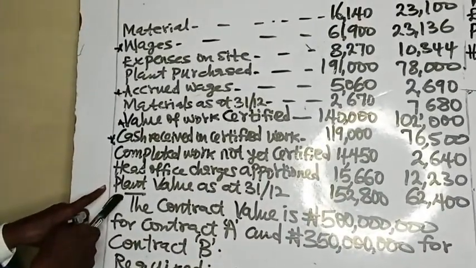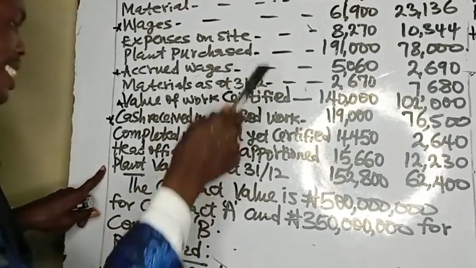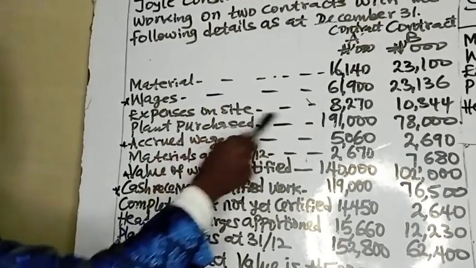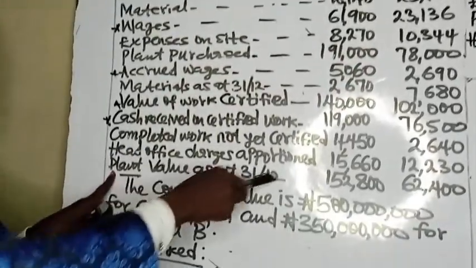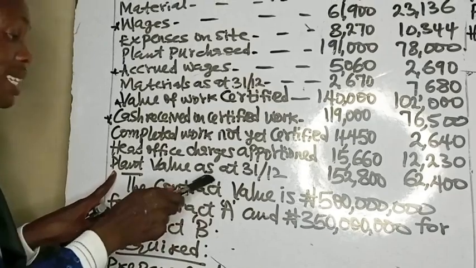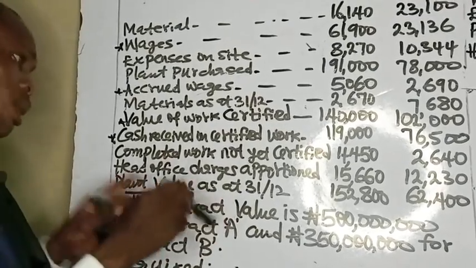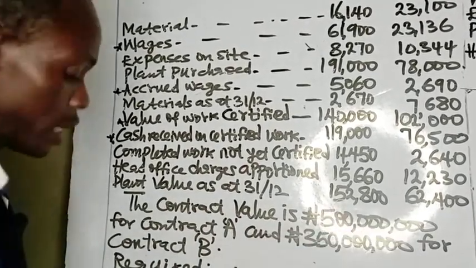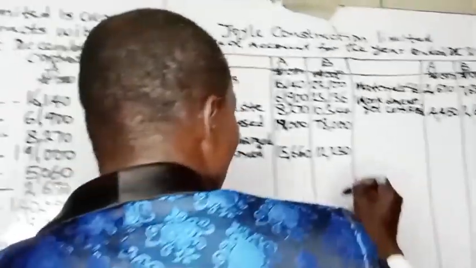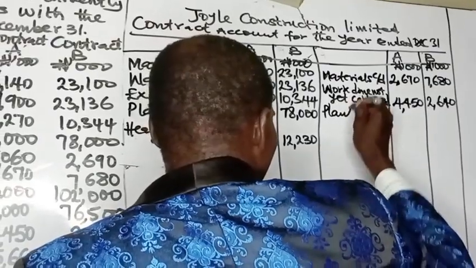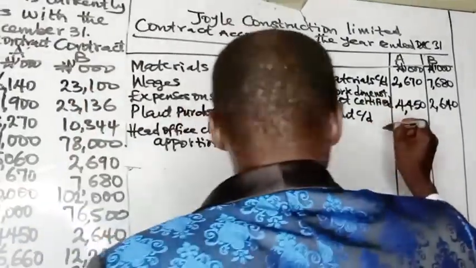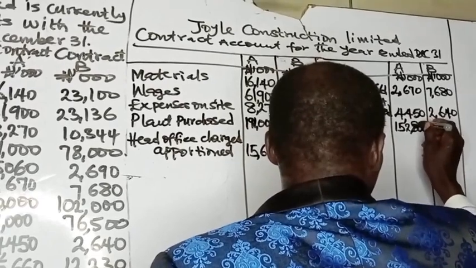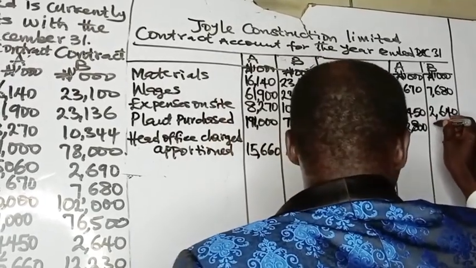Then plant valued as at 31st December. This is the year end. Remember, certain plants were bought here, 191,078,000. But you were not given the one as at the end of the current accounting period. That means these are the unused plants, the ones that were not consumed in the contract. So you credit them. Plant carried down, 152,800 and 62,400.